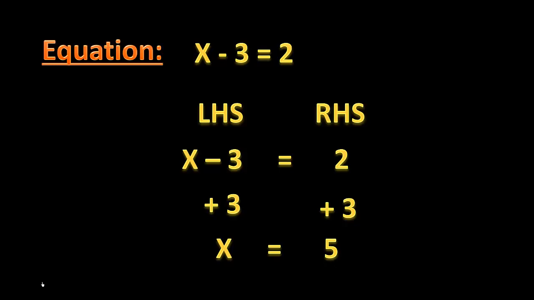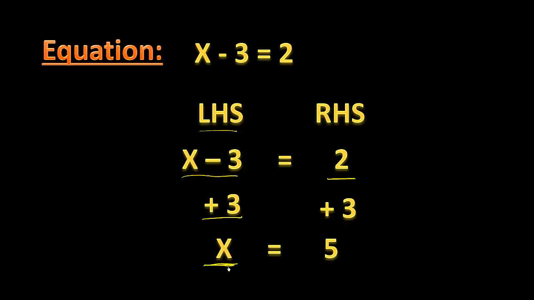We have an equation of x minus 3 is equal to 2. So first, as we all know, this is the LHS, which means left hand side, and this is the RHS, which means right hand side. Now, first of all, we're gonna have to make x all by itself on one side of the equation. So for that, what are we gonna have to do? You're right, we're gonna have to add 3 for it. And when we've added 3, we've got x all by itself.